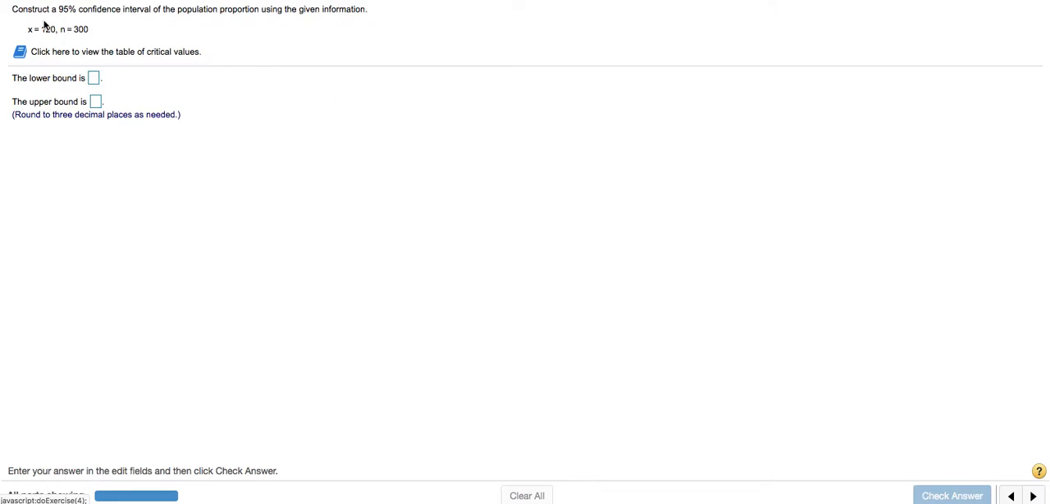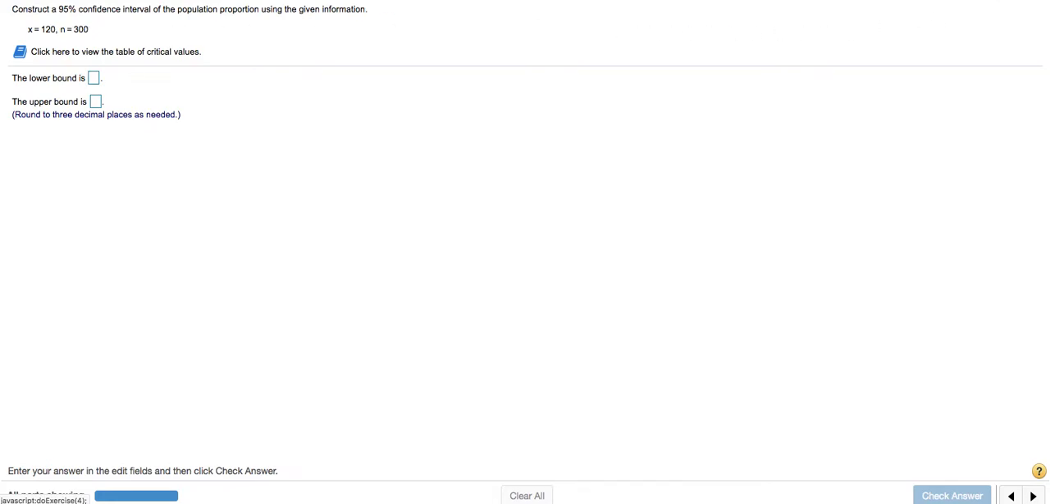For this problem, we're going to construct a 95% confidence interval of the population proportion with this given information. Now, you can use a table of values to get a critical value, but StatCrunch has a calculator that can do all of this for us. That is, it can find a lower and upper bound for our confidence interval.